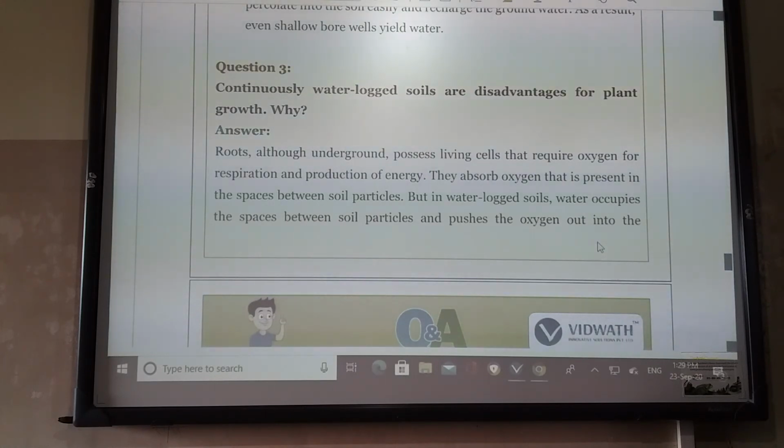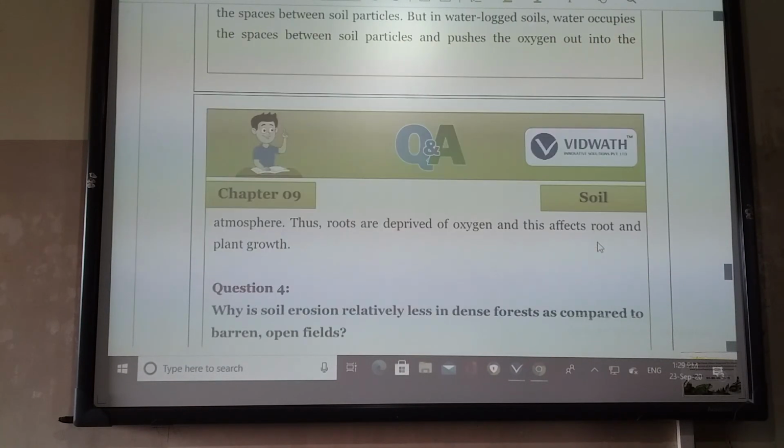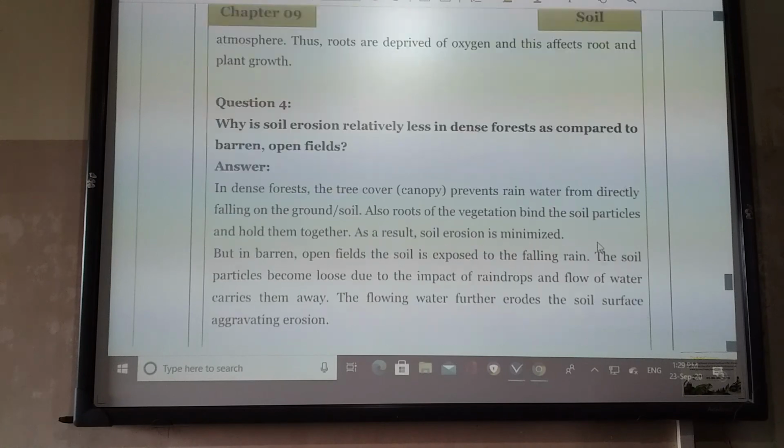But in waterlogged soils, water is continuously stored in the soil. Water occupies the spaces between the soil particles and pushes the oxygen out into the atmosphere. Thus, roots are deprived of oxygen, and root and plant growth is affected.